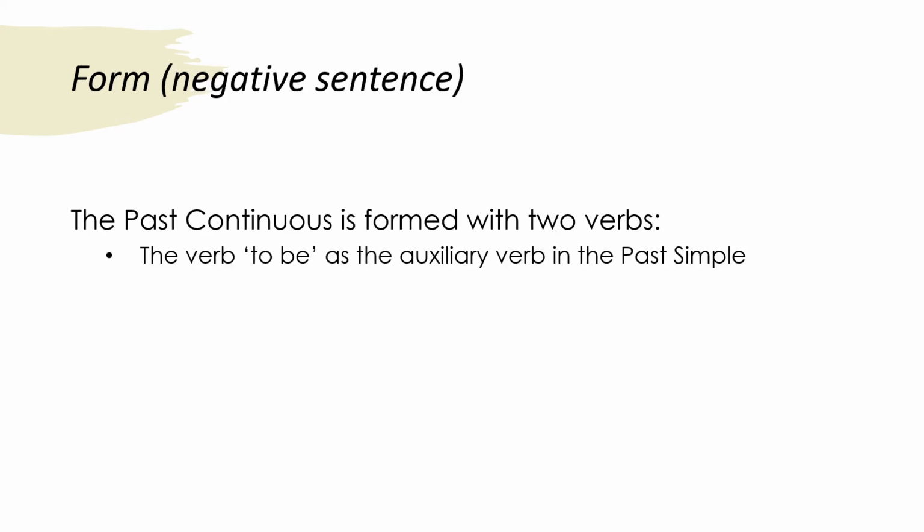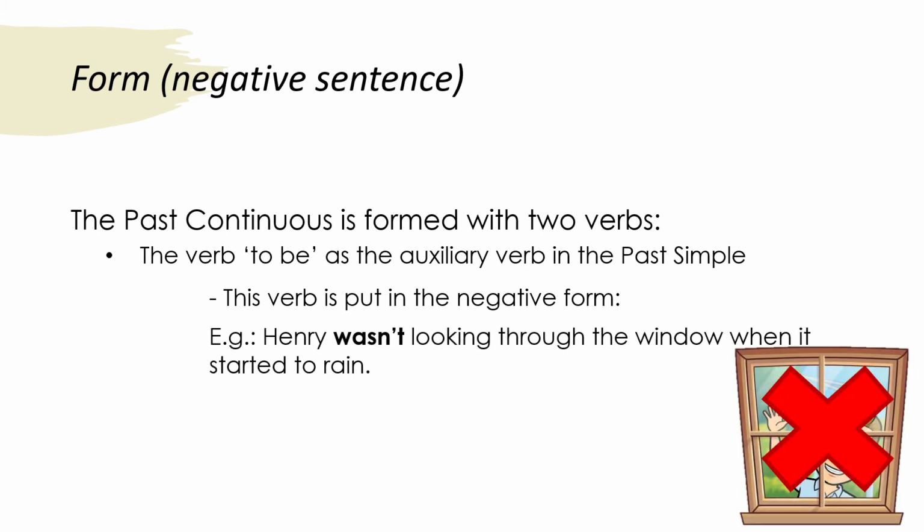We also form negative sentences, of course. If that is the case, we have to change our auxiliary verb to be by putting it in the negative form. For example, Henry wasn't looking through the window when it started to rain. The main verb remains in the ing form.